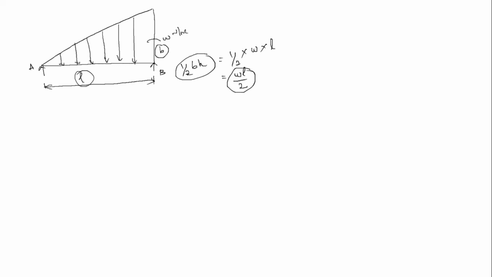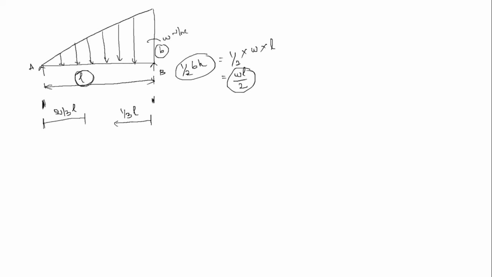And what about the point at which it acts, the distance between the ends? We have to find that now. So it is 2 by 3 of L from the left hand side, or 1 by 3 of L from the right hand side. So this is the formula.